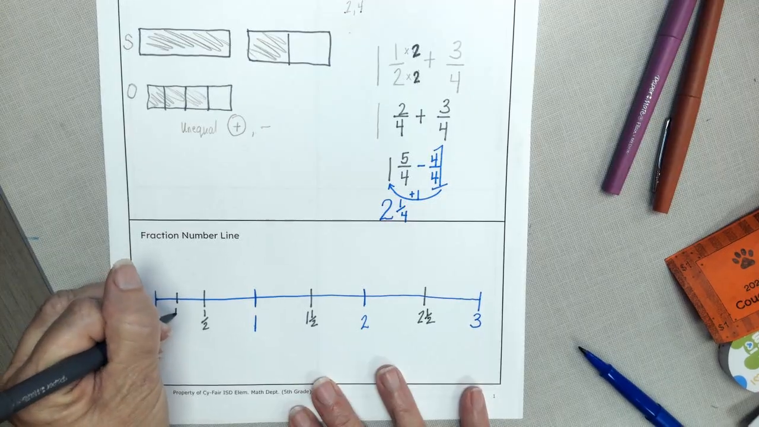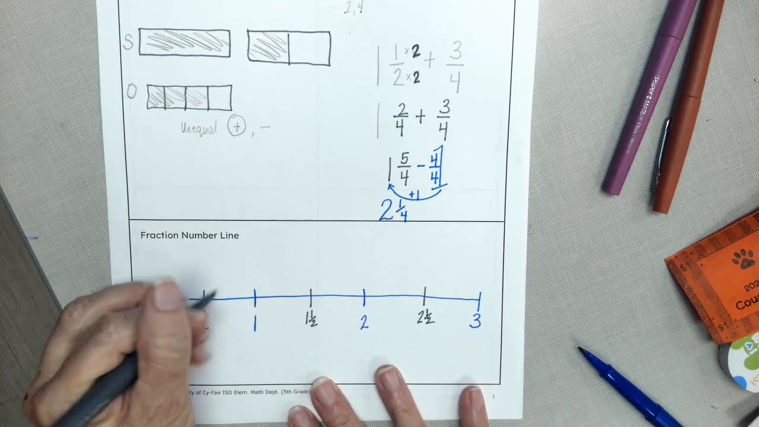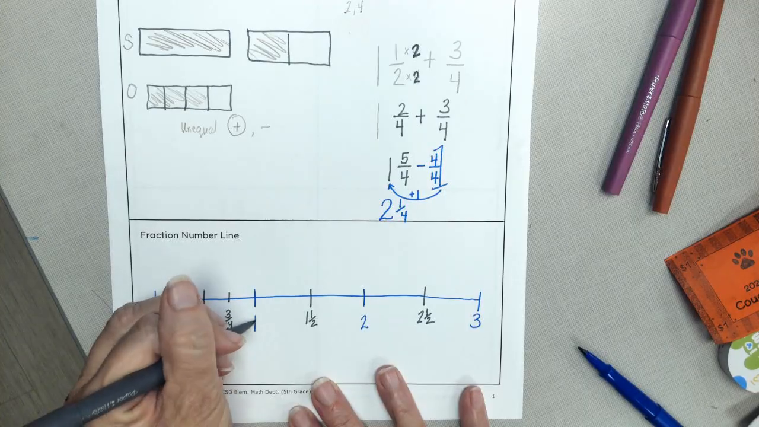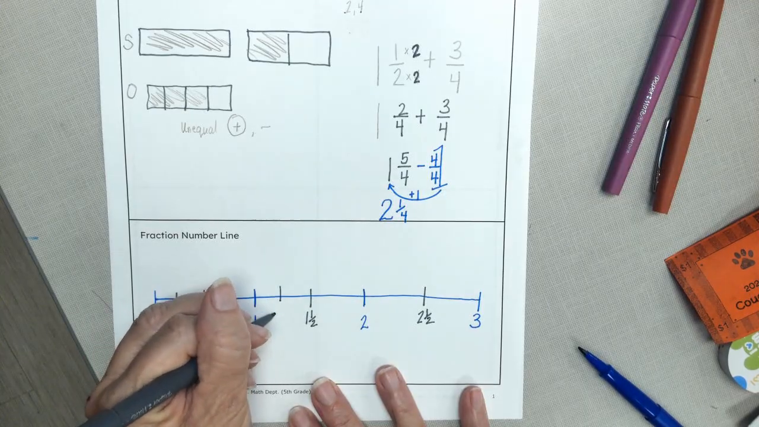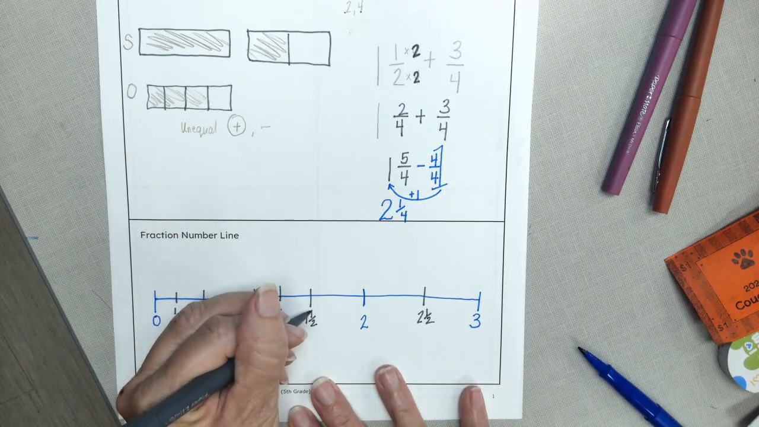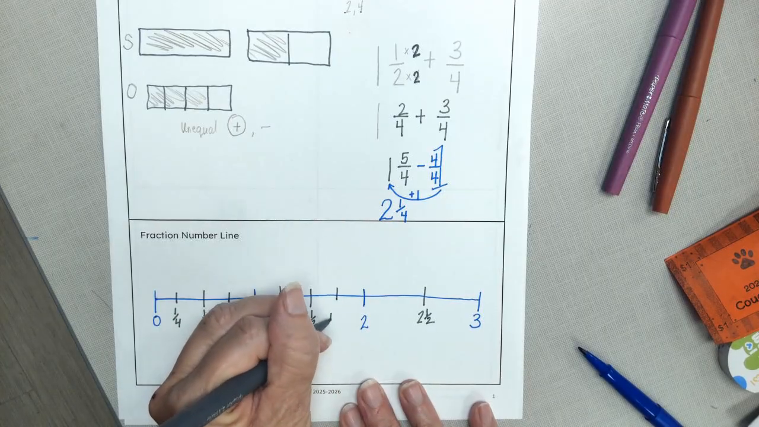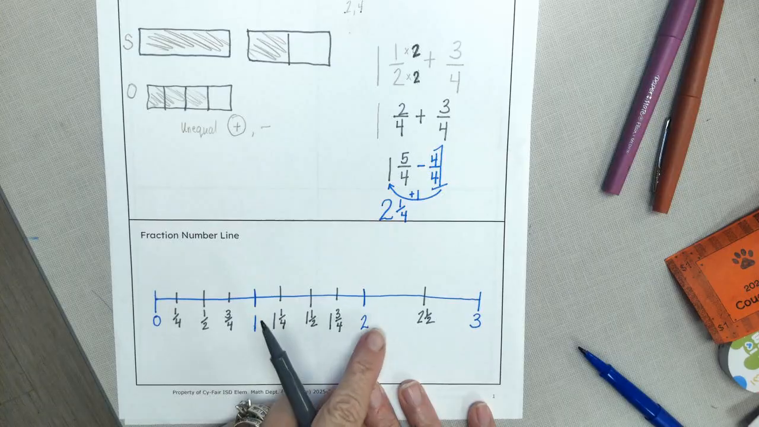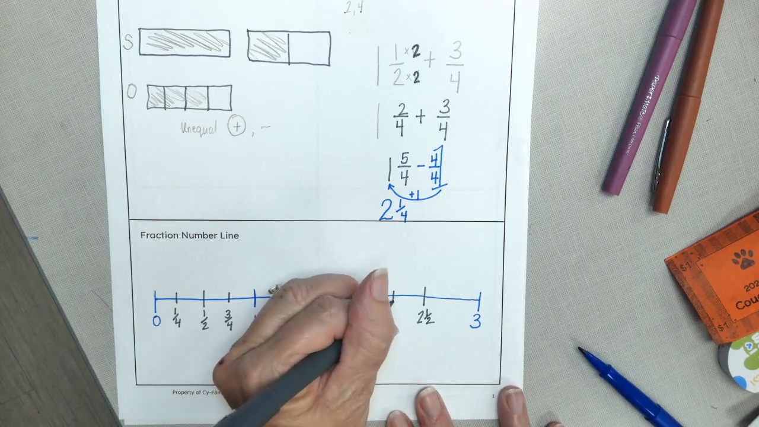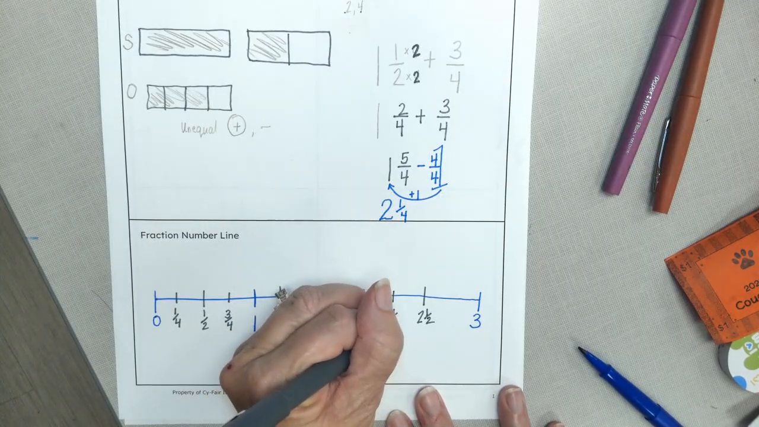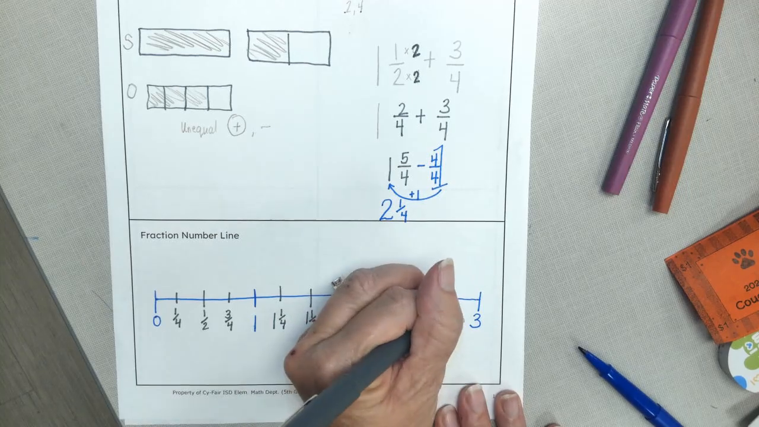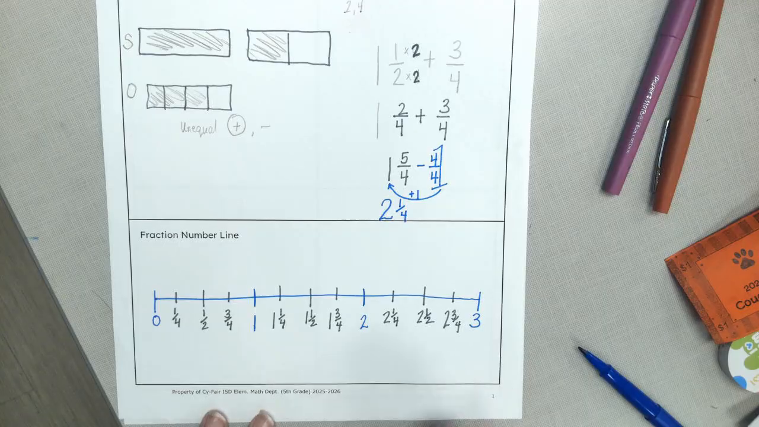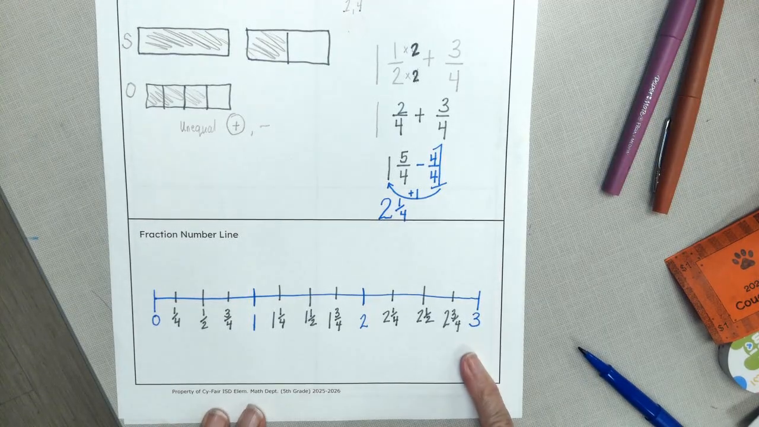So that would be your 1/4, your 1/2, your 3/4, your 1 whole, your 1 1/4, your 1 1/2, your 1 3/4, your 2, your 2 1/4, your 2 1/2, and your 2 3/4. That makes good sense here.